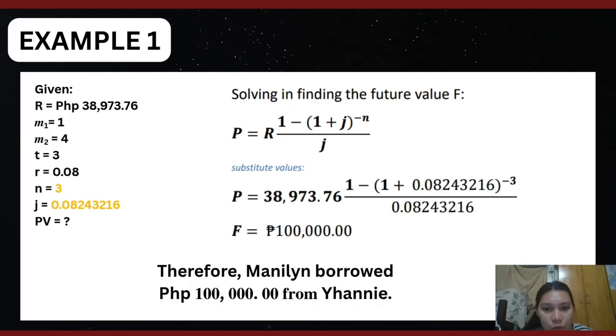So P is equal to 38,973.76 times 1 minus the quantity of 1 plus 0.08243216 raised to negative 3 over 0.08243216. So you just need to input all that into your calculator, and we get the value of, oh, I'm sorry, it's wrong. So it should be P is equal to 100,000. So therefore, Monolene borrowed an amount of 100,000 from Yanni.